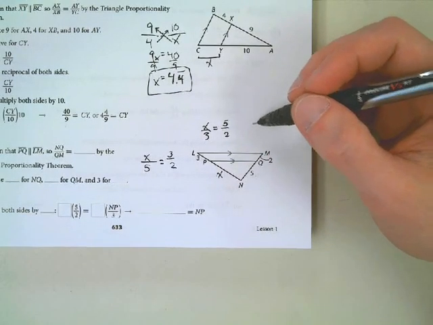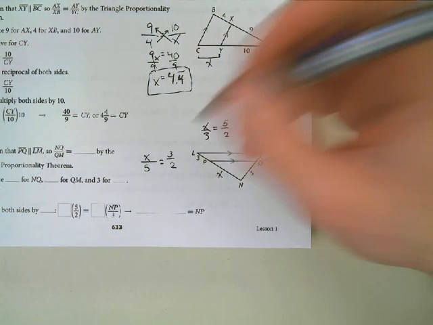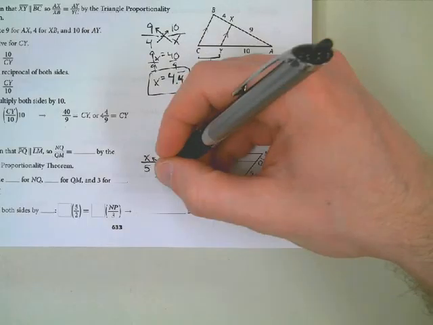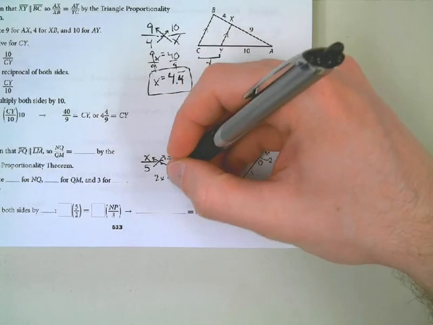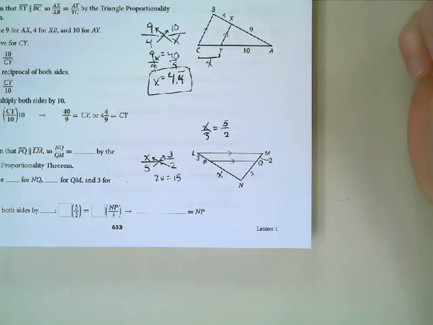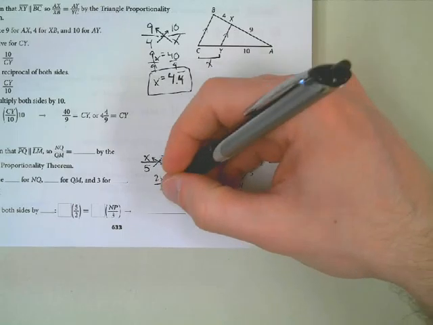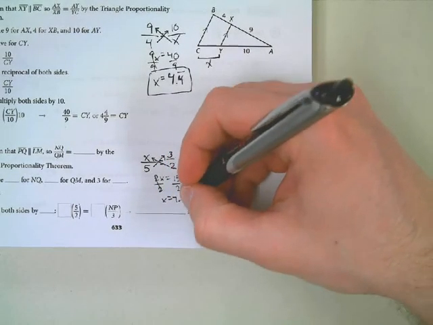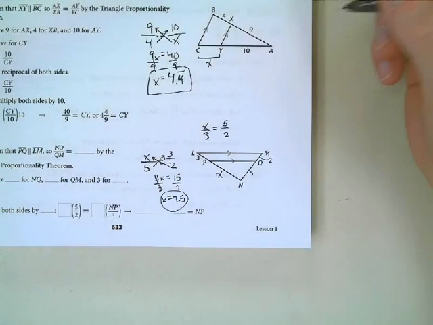2 times x is 2x. 5 times 3 is 15. Okay? And then divide both sides by 2. And you get x is 7.5. Okay? So questions on that one?